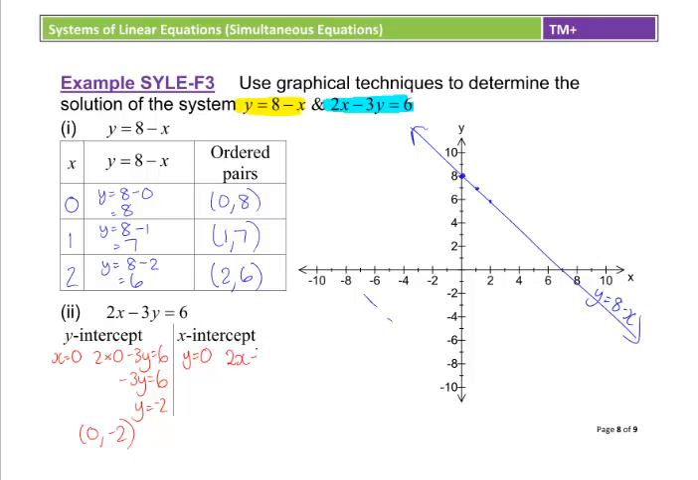So 2x minus 3 times 0 equals 6. 2x equals 6. Divide both sides by 2. You get x is 3. So 3, 0. Put this on. So 0, negative 2. 3, 0.